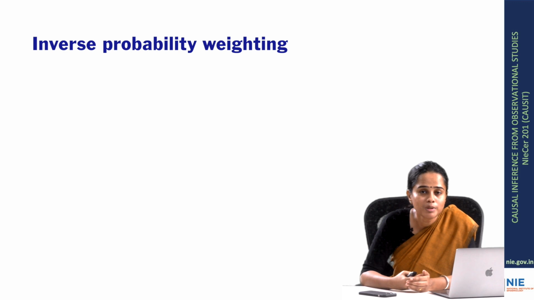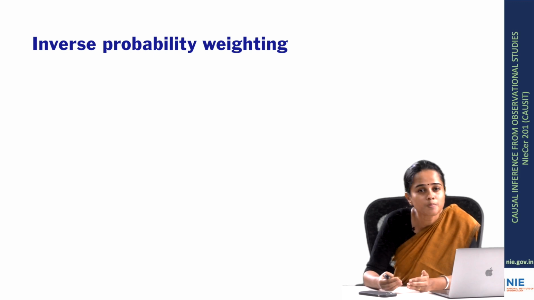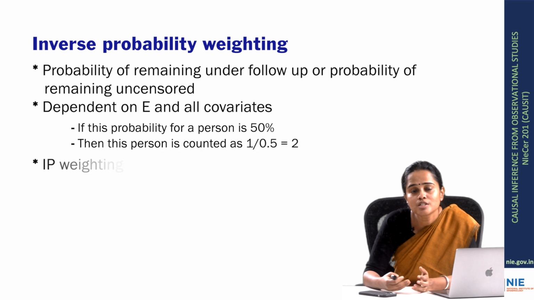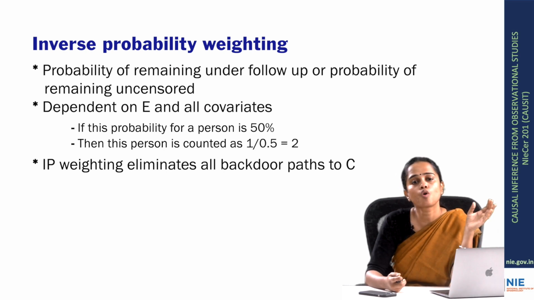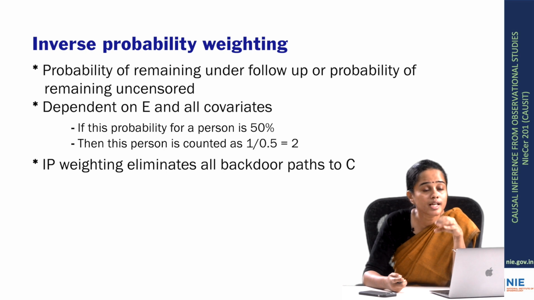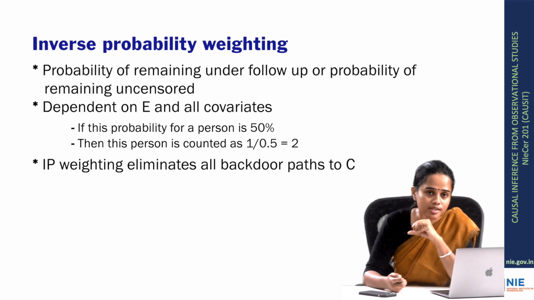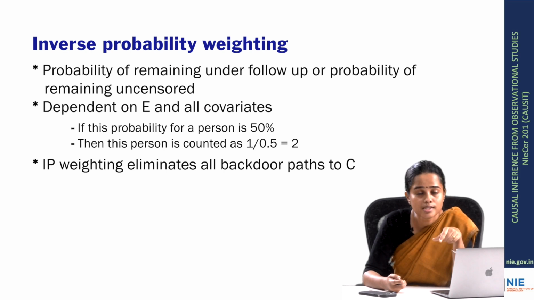Now a possible solution in this case is what we call inverse probability weighting. So in inverse probability weighting, each individual, each participant in your study is assigned a probability of remaining under follow-up, probability of remaining uncensored. And this probability, like you see, is dependent on the exposure and all other possible covariates.